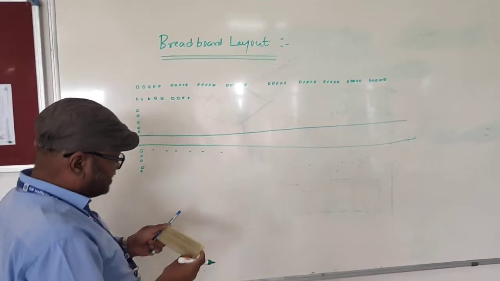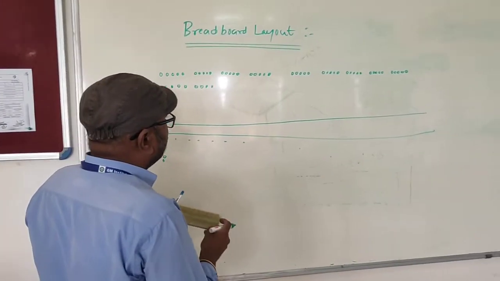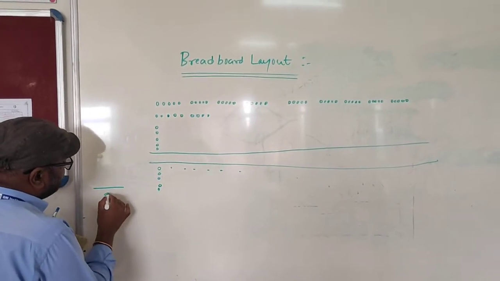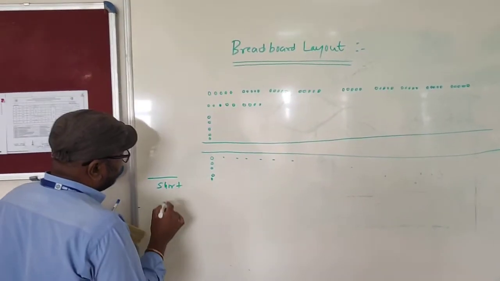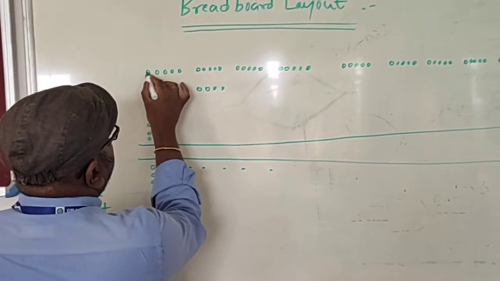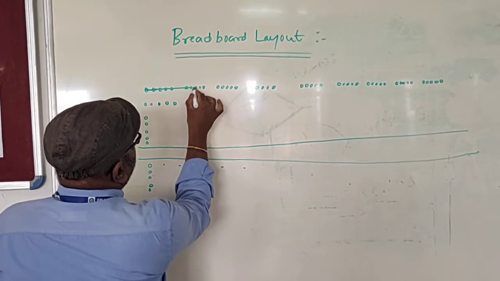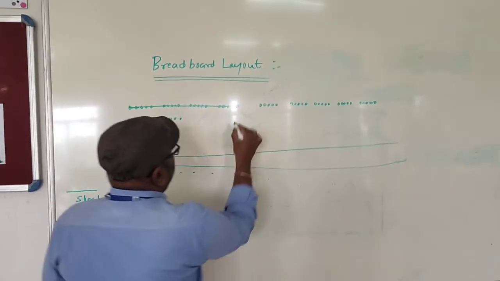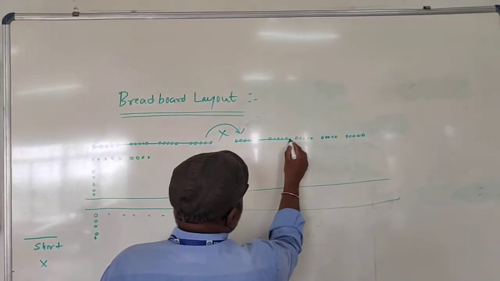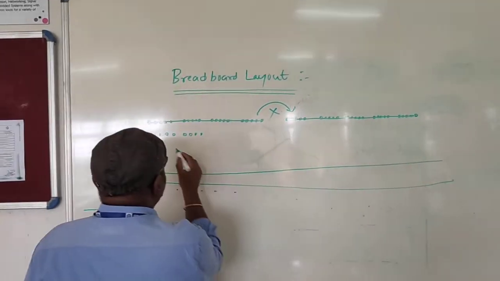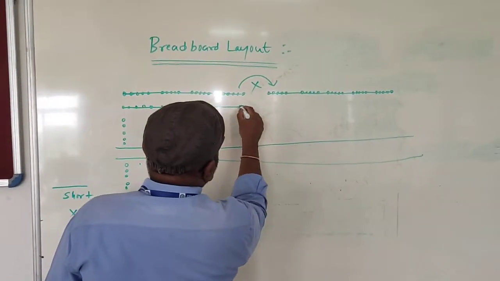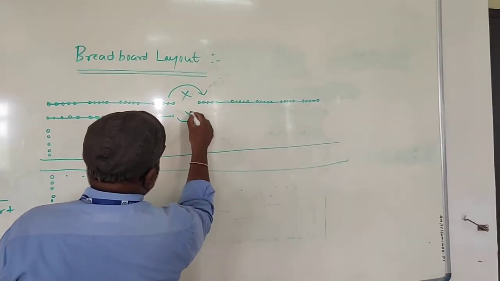Now to understand the layout of the breadboard, I will do one thing. Wherever I make a straight line, take that as a short path, and wherever I put a cross mark, that is an open path. First, this path is a short path: 1, 2, 3, 4, 5, and there is no connection between this and this, and also 1, 2, 3, 4, 5. In the bottom also there is the same thing. These 5 slots are horizontally shorted, but from here to here there is no connection.